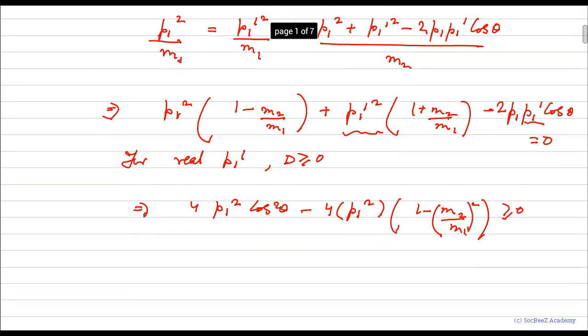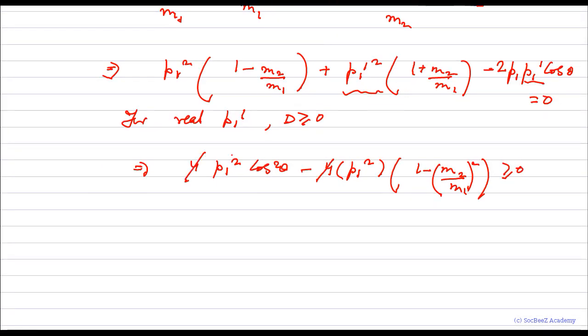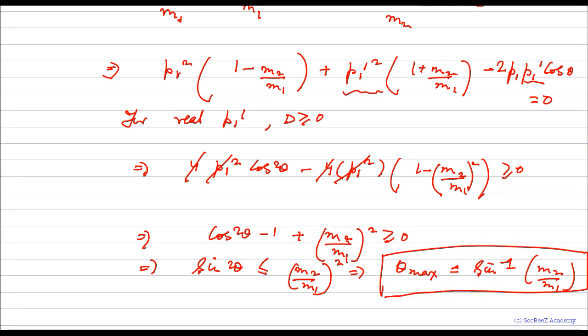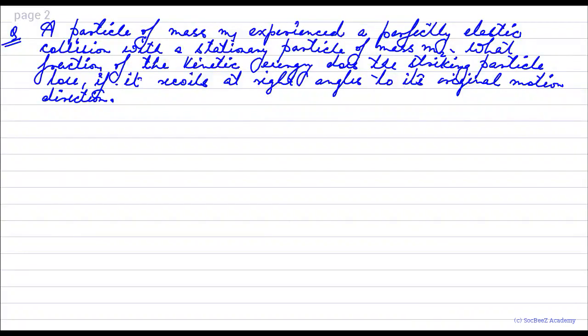It's cancelled. This gives me cos square theta minus 1 plus (m2 by m1) whole square greater than or equal to 0. This gives me sin square theta should be less than or equal to (m2 by m1) whole square. This implies the maximum value of theta is going to be equal to sin inverse m2 by m1. So this is my result. Fine. Let us now move on to the next problem, which is this.